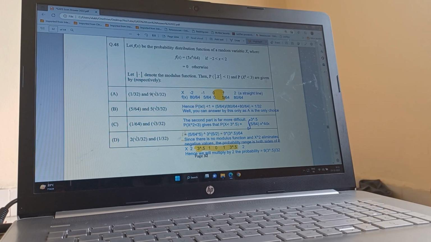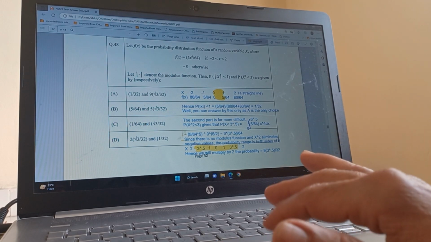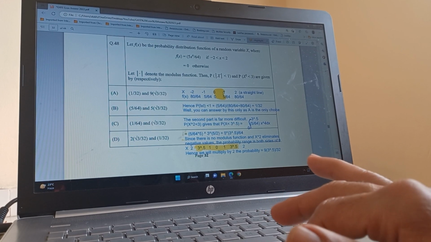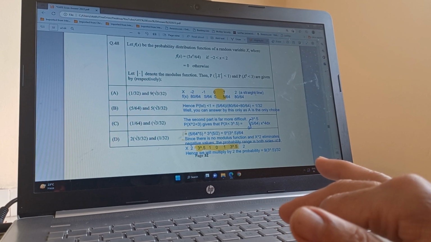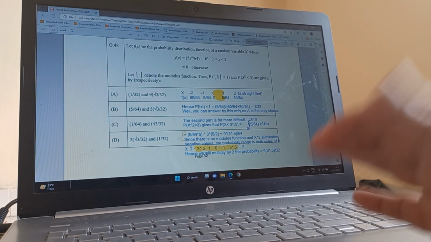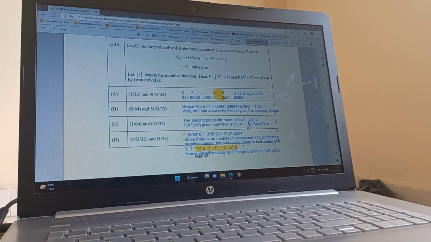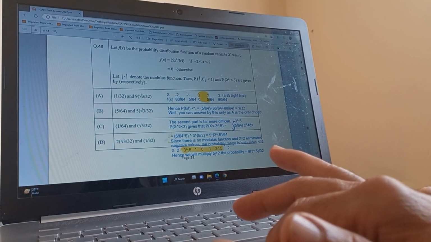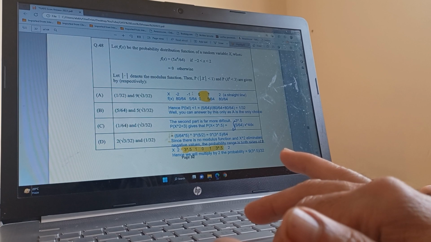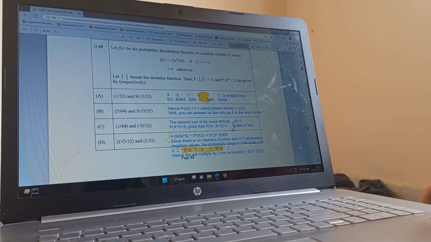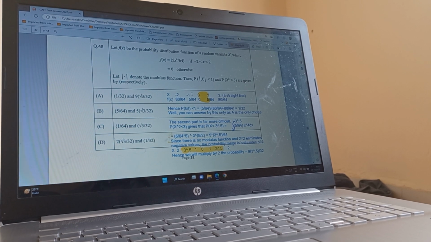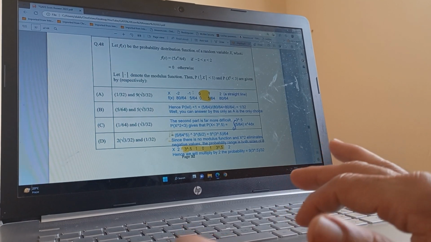So I tried to calculate this P(x) first. So x ranges between minus 2, minus 1, 0, 1 and 2. It is a straight line, a uniform probability distribution function. And how did I know it is a straight line? Because these values are just increasing and decreasing at a uniform rate. So x is equal to 0, 1, 2 on the right side, and on the left side it is minus 1, minus 2.